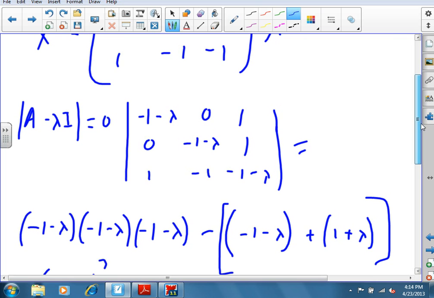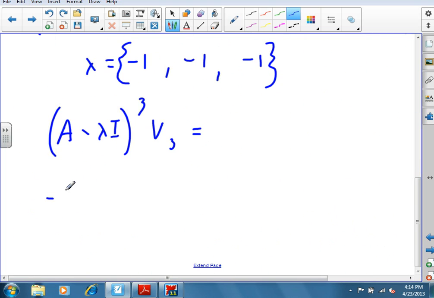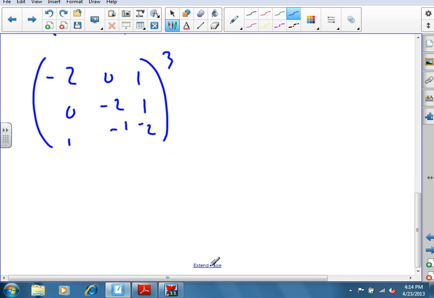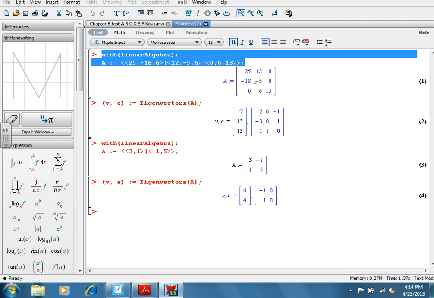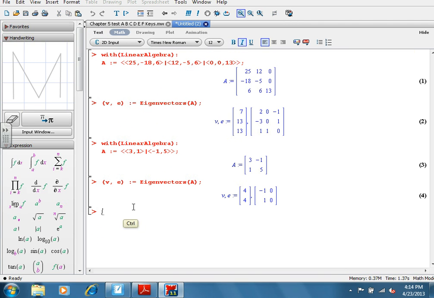I'm on 12. Okay, so I've got minus 2, 0, 1, 0, minus 2, 1, 1, minus 1, minus 2, and I want to cube that. Okay, well, I guess we'll just have to do this. What do you think? I think that's the only way we're going to get the answer this side of my birthday. Now, how come it's not in red?